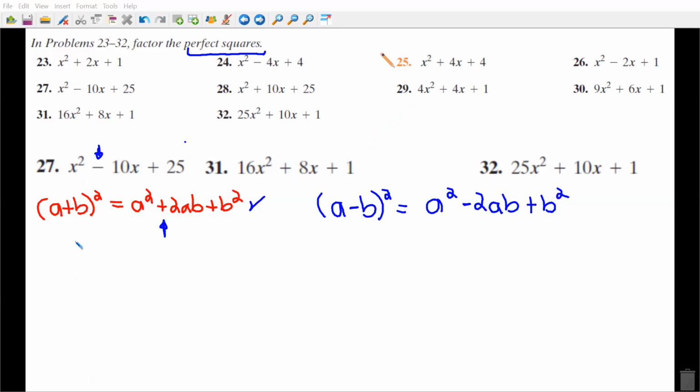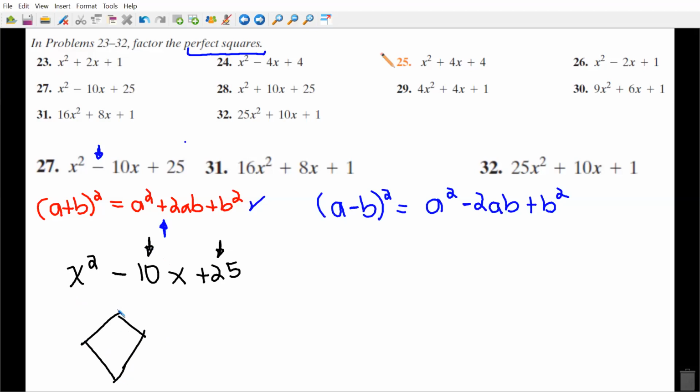My exercise is telling me x squared minus 10x plus 25. I need two numbers that multiplied give me 25 and added give me negative 10. Something very similar to what we did when we were talking about these shapes. What was the name of this, guys? Do you remember? Diamond. The diamond exercises.